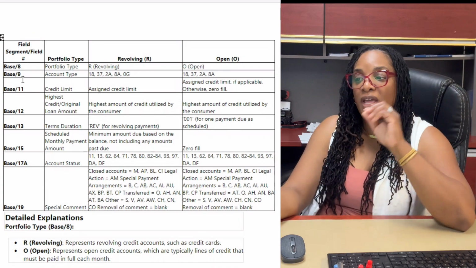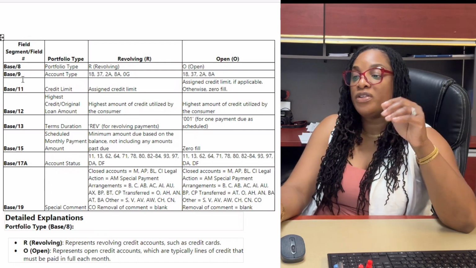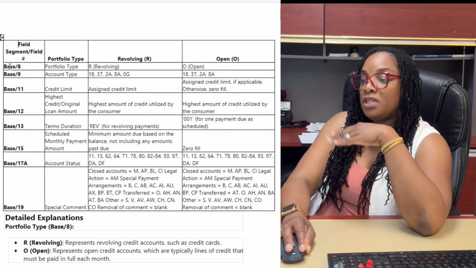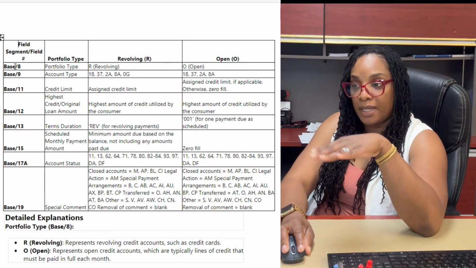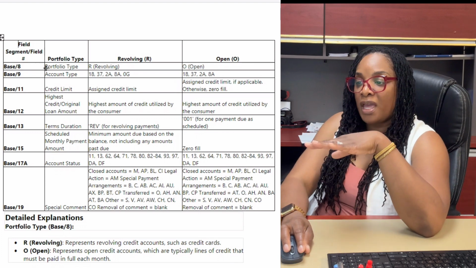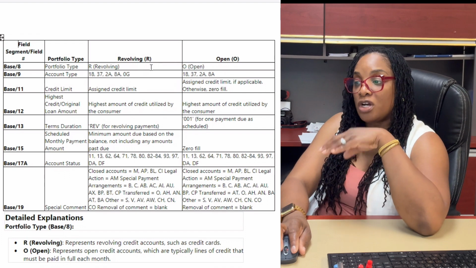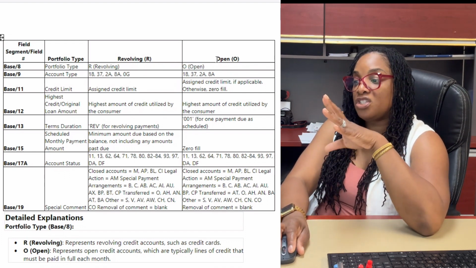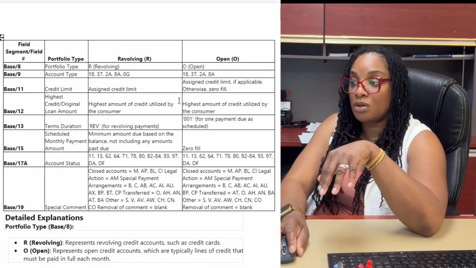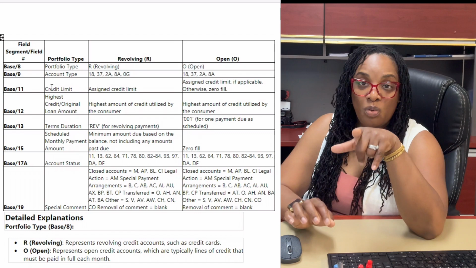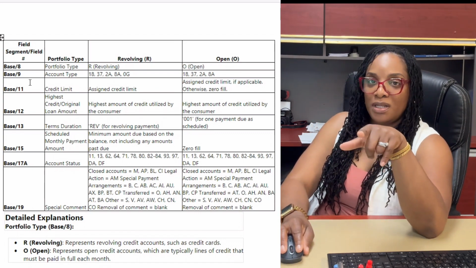And then third, you're going to have your account type field or portfolio type field. So this is the third field that you're going to see on your credit report as it pertains to your credit card accounts. Base segment 8 is where we're starting. That's portfolio type. It should be a revolving account if it is a charged off account. And there's some verbiage here for open accounts. You may see these codes, especially if you download your annual credit report. It's more in depth.